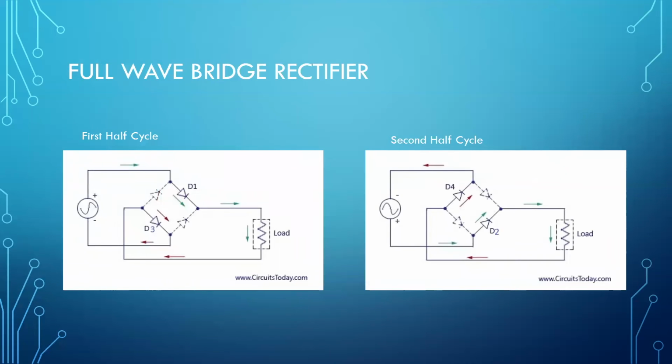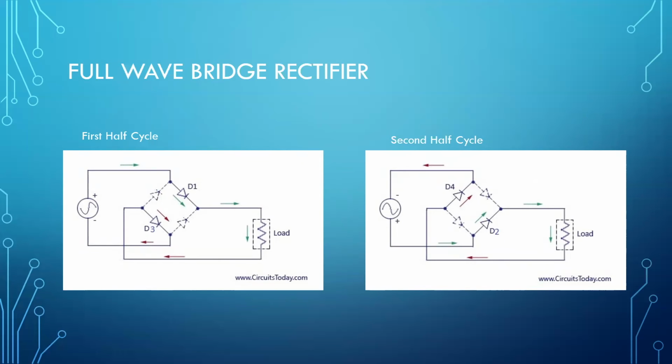In the overall circuit, the current flows from the upper positive end of the transformer to the full wave rectifier. Current would flow into the diode D1 and lead into a load before returning to the rectifier and going through diode D3. This happens during the first half cycle.